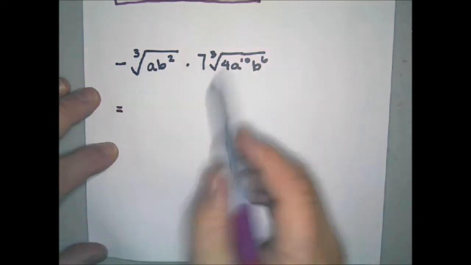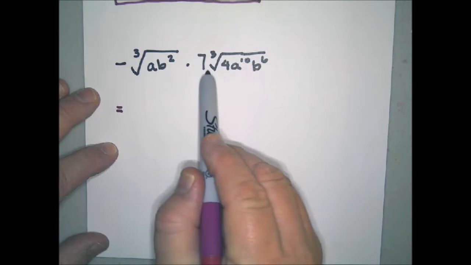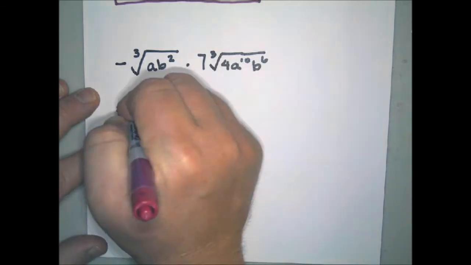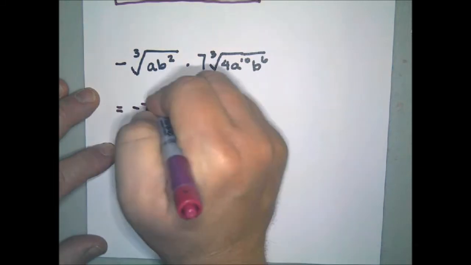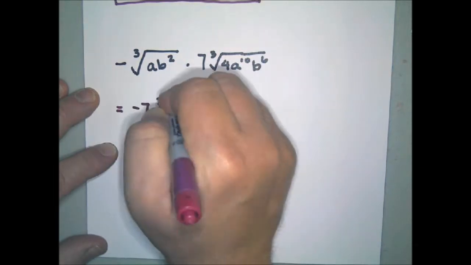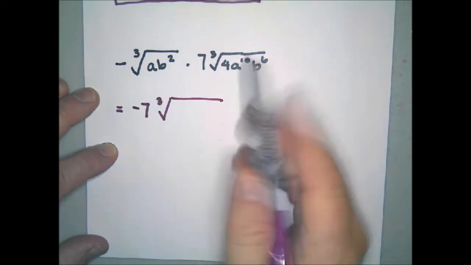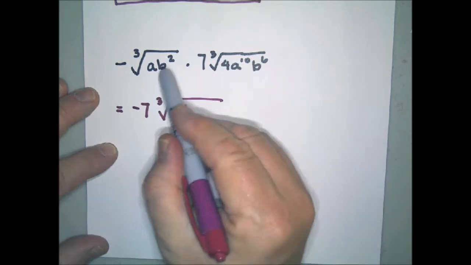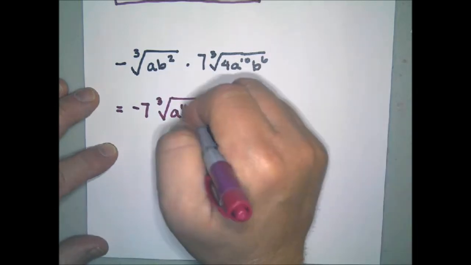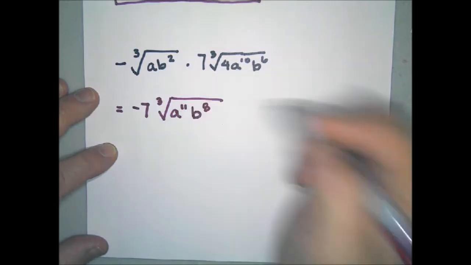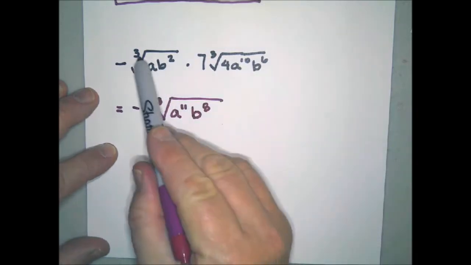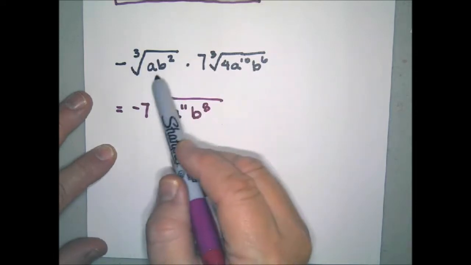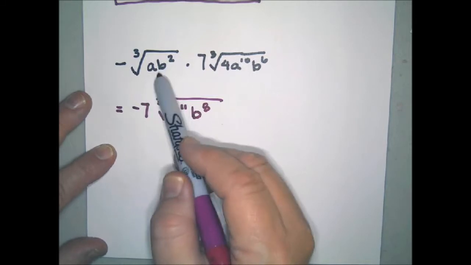Let's take the basic rule: outside times outside stays outside. So this is a -1 times a +7, which is a -7. And then I'm going to put my cube root. A times a to the 10th is a to the 11th. B to the 2nd multiplied by b to the 6th is b to the 8th. And since I'm using a cube root, an odd index, these variables could either be positive or negative. It doesn't matter.